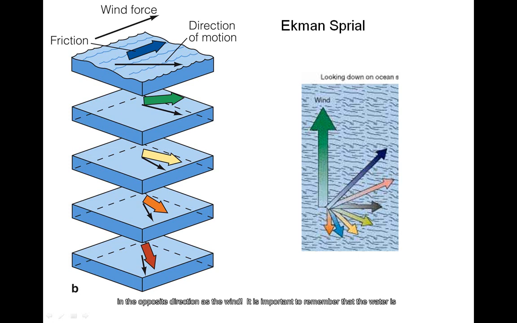Now, it's important to remember that the water itself is not spiraling. It is only moving in straight horizontal lines. Now, how fast it moves and what direction it moves depend on how deep beneath the surface it's found. Here's a little 3D animation of the mixed layer showing how the Ekman spiral gets going.